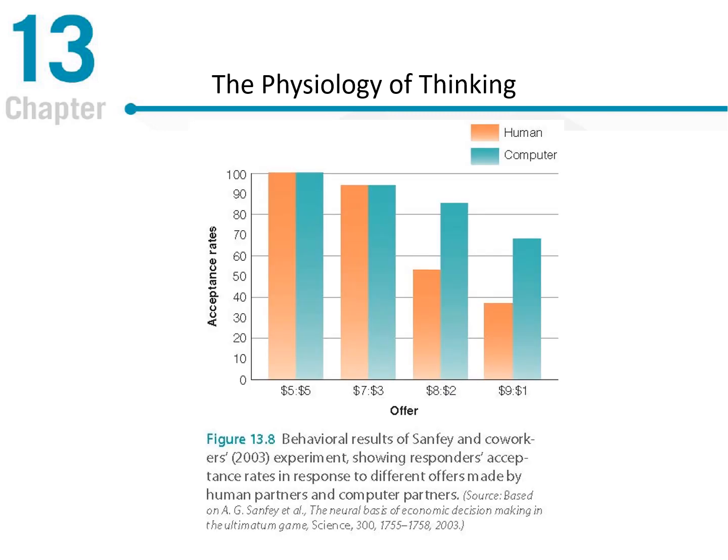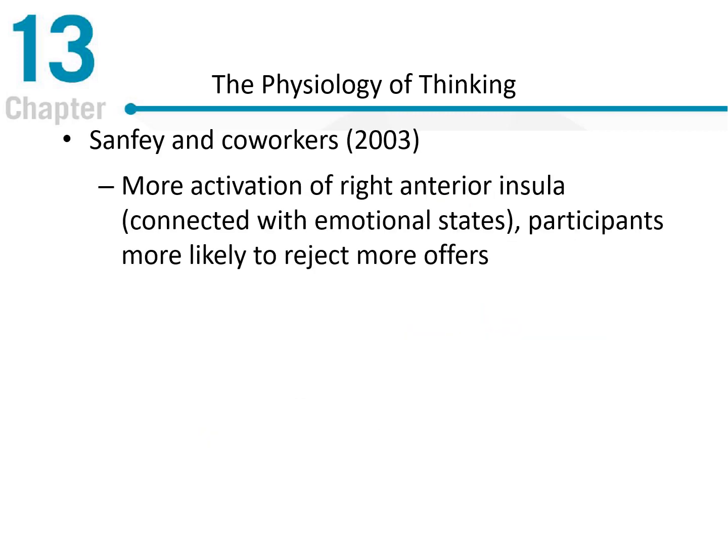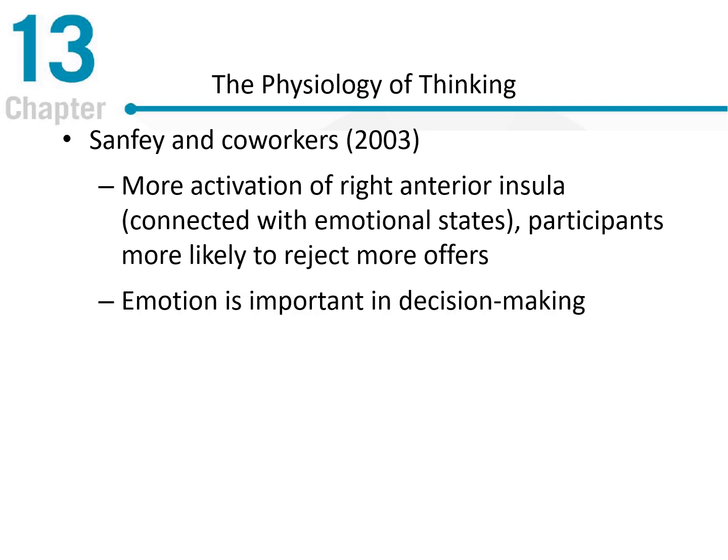So here is acceptance rate as a function of offer. What we find is that people in general were much more likely to take offers, even low offers, from a computer rather than a human. And in terms of brain activity, they found more activation of the right anterior insula, which is connected to emotional states. This happened when participants were more likely to reject offers. So this gives us a physical demonstration of how emotion is important in decision making.